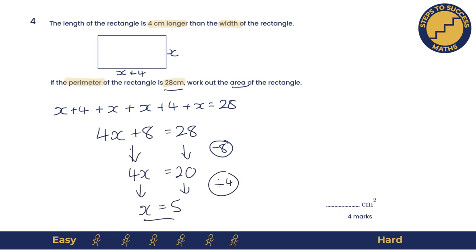Now be careful here. We haven't finished the question. We know that x is 5, so we can write the lengths on the rectangle. We know that this one is 5 and this is 5 plus 4, so 9. And now we need to work out the area. Area equals length times width. 9 times 5, which is 45.